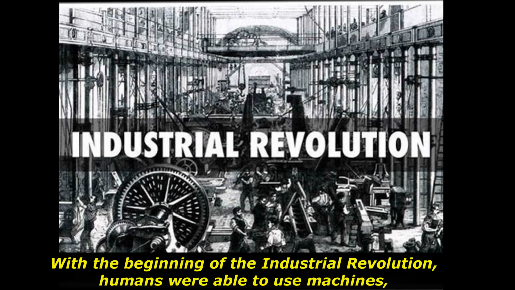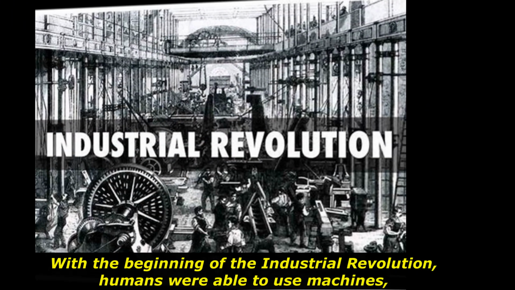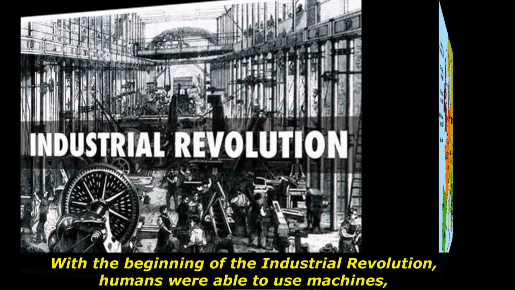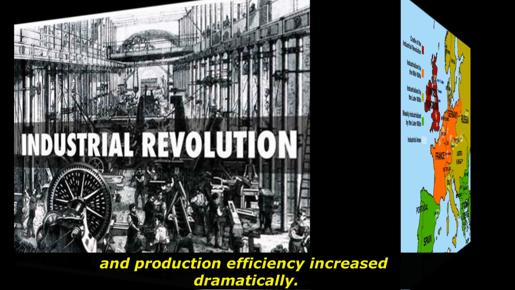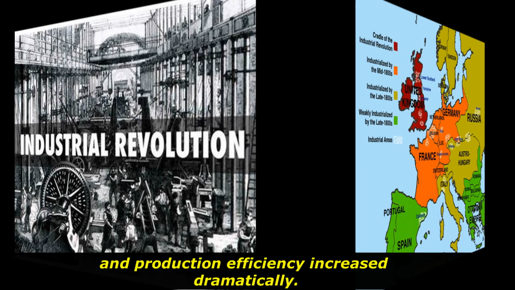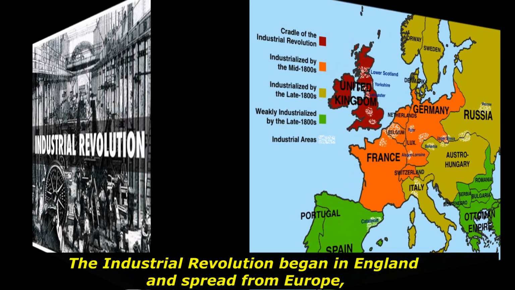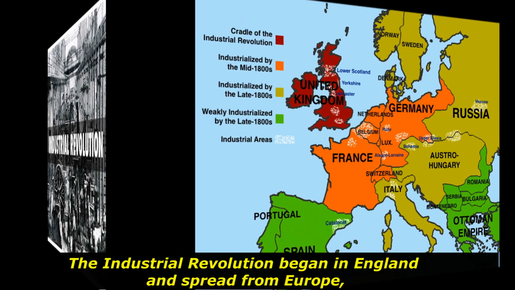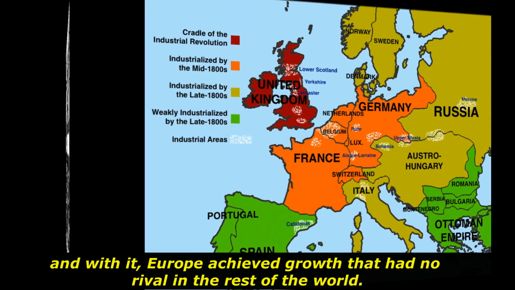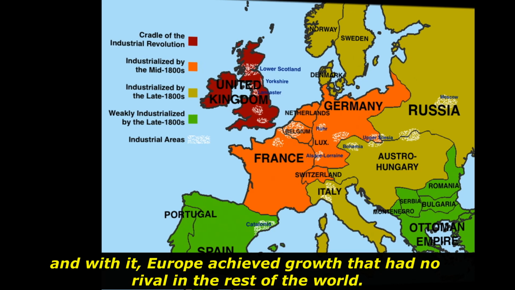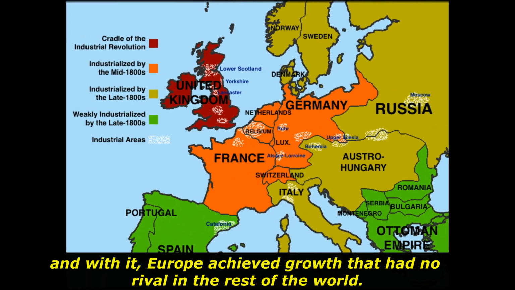With the beginning of the Industrial Revolution, humans were able to use machines, and production efficiency increased dramatically. The Industrial Revolution began in England and spread across Europe, and with it, Europe achieved growth that had no rival in the rest of the world.